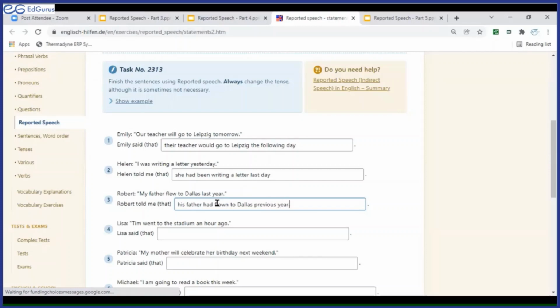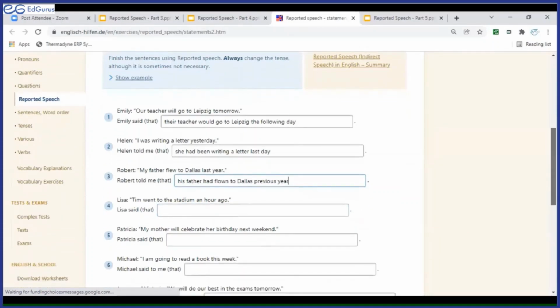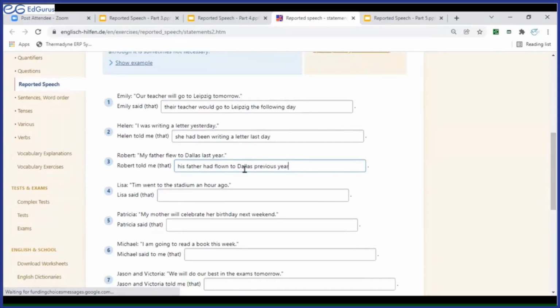Lisa said, Tim went to the stadium an hour ago. Lisa said that Tim had gone to the stadium an hour before. Very correct. Went is the second form, and the third form is gone, which we use with had gone. Go, went, gone.